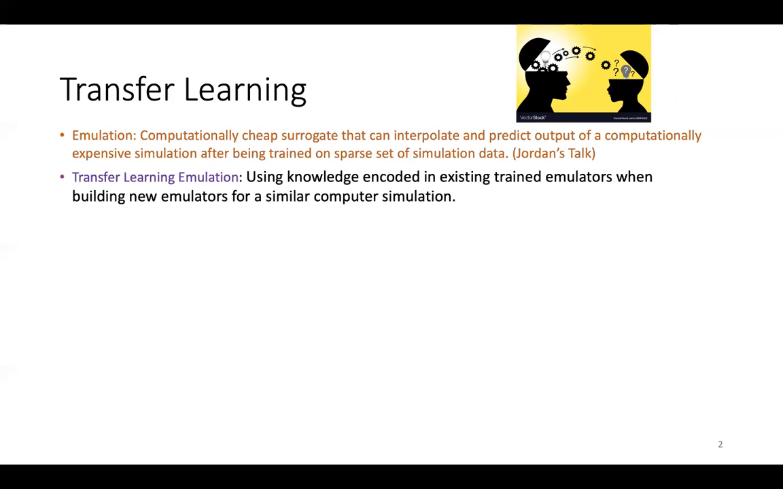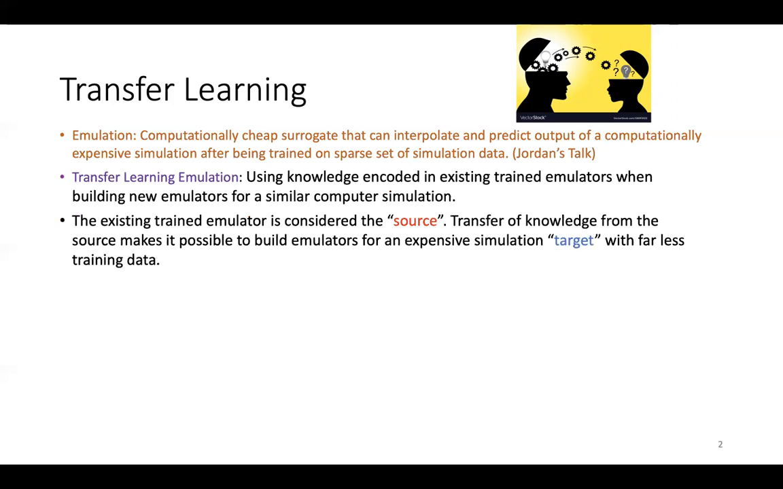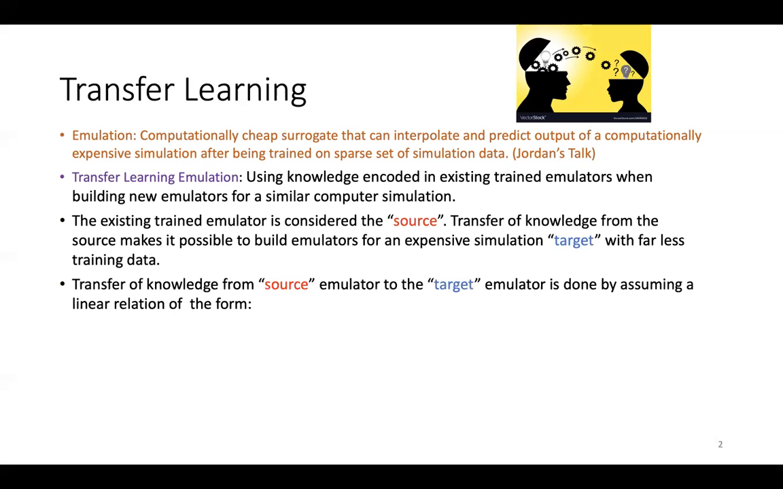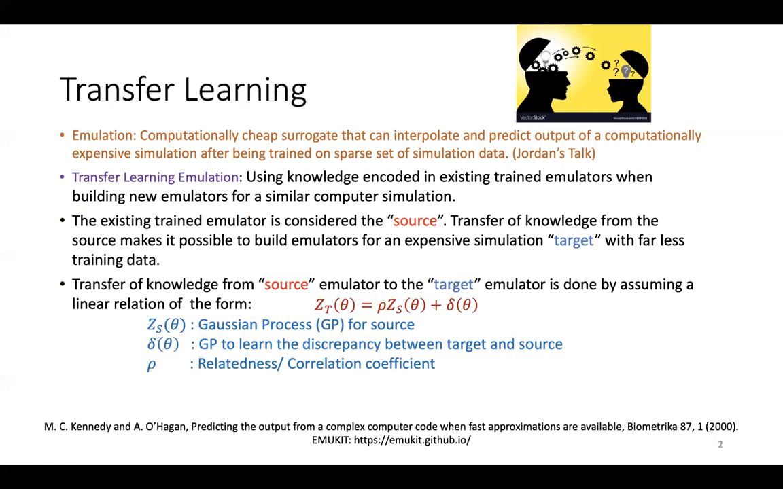And transfer learning emulation is about using knowledge encoded in existing trained emulators when building new emulators for similar computer simulations. The existing trained emulators, we call them the sources, and the transfer of knowledge from the source makes it possible to build emulators for an expensive simulation, which we call the target, with far less training data. The transfer of knowledge from source to target is done by assuming some form of relationship between the two. For this work, we assume a linear relationship as follows.